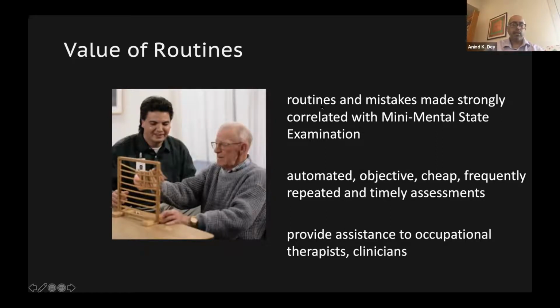And it turns out that if you study these routines, you'll find that there's a very strong correlation between how routine people's behaviors are and how well they perform on a cognitive test that's commonly given to elders called the mini mental state examination, to the point where studying people's routines can actually replace needing to do this evaluation, because the routines have such a strong signal about someone's cognitive state. So this allows you to do automated, cheap, and repeated assessments without requiring an occupational therapist or physical therapist to come in and perform these kinds of tasks.